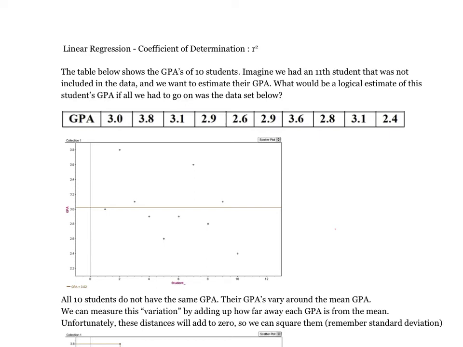Hello, AP Stat students. Today we're going to continue our discussion of linear regression, and we're going to focus on a term called the coefficient of determination. It's denoted as r squared. So yes, it is the square of the correlation coefficient. Remember, r is the correlation. Squaring r gets you r squared, and r squared has a special meaning in linear regression that we'll talk about now.